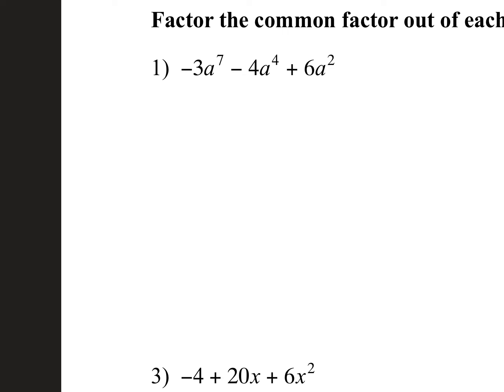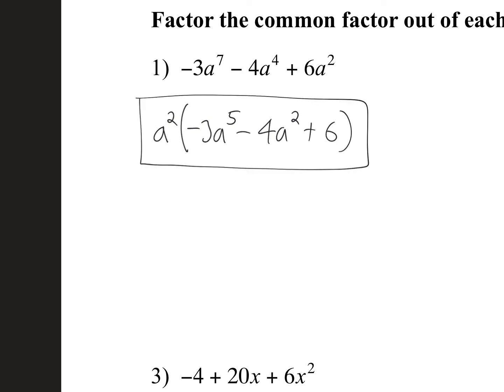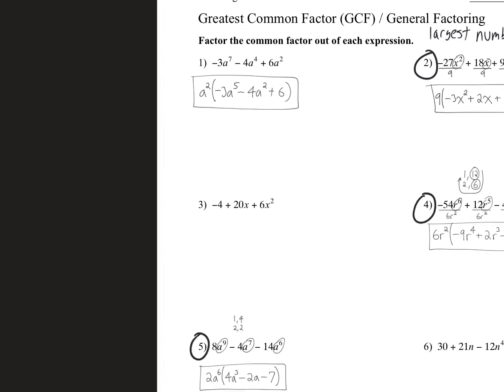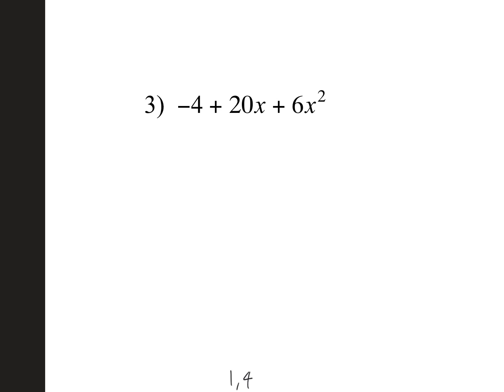What's the smallest exponent? A squared. So we divide by a squared. We got negative 3a to the 5th minus 4a squared plus 6. All right. That should have been your answer for this one. How about number 3? What number goes into 4, 20, and 6? Should be 2. And this one does not have a variable, so we're just going to pull out a 2 because we can't pull out a nothing.